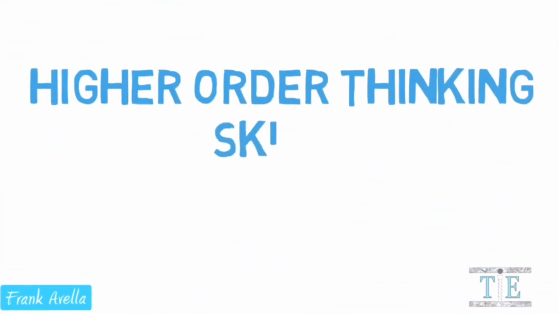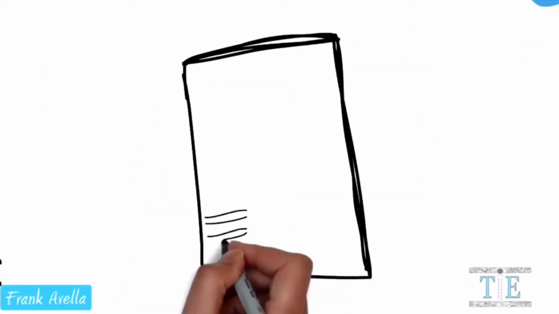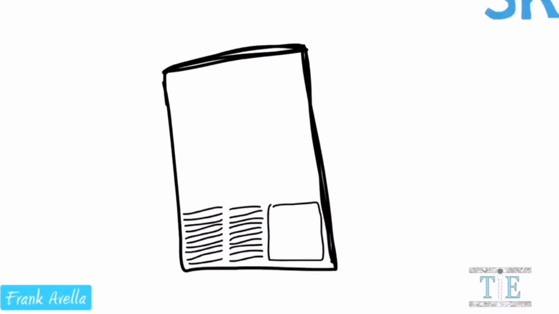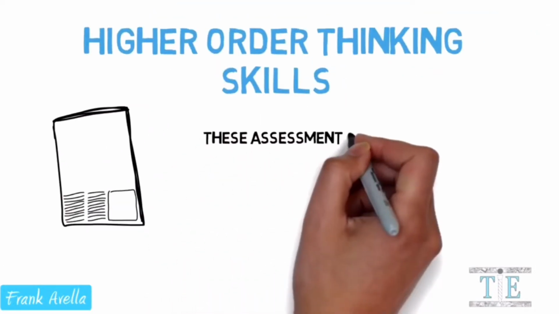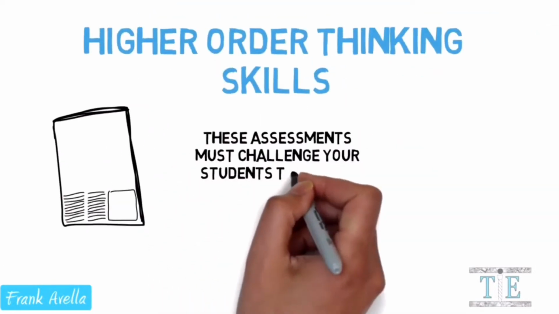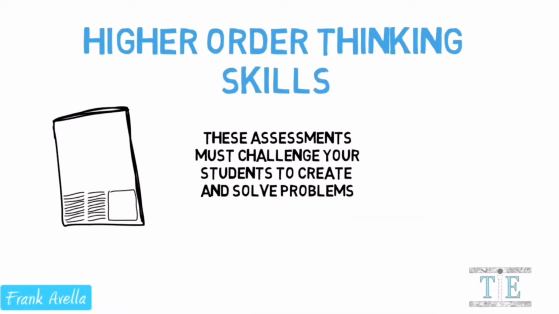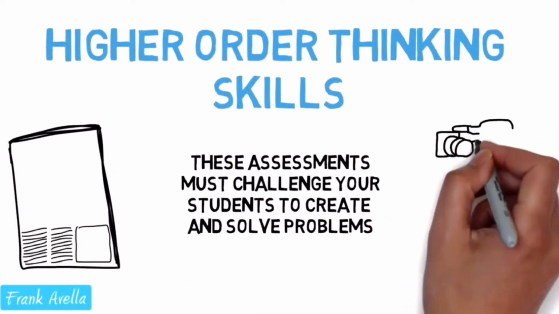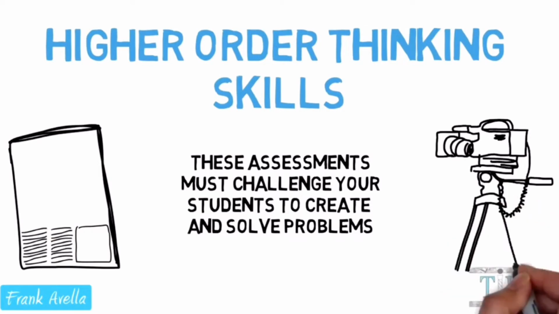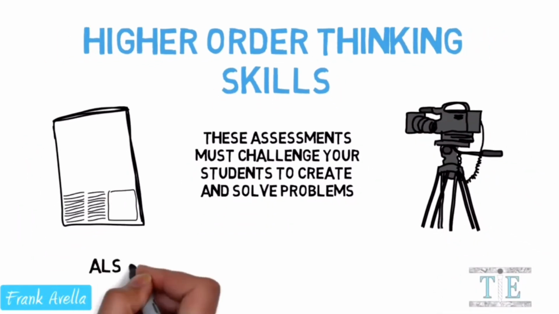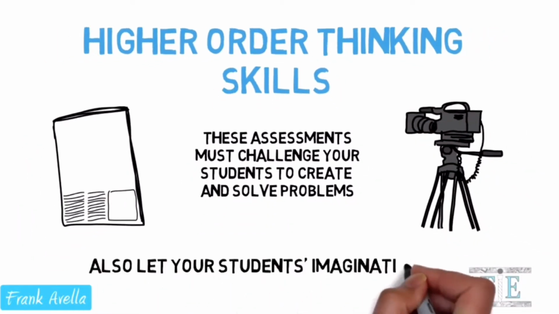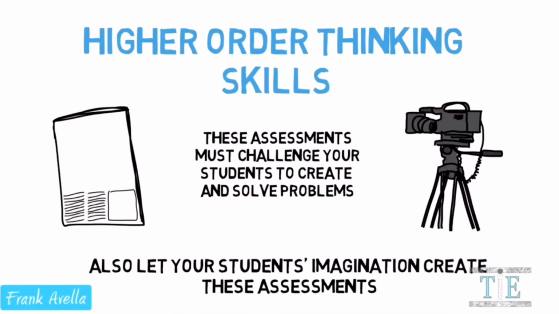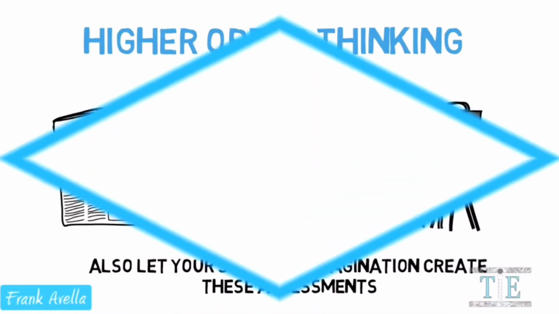Next, higher order thinking skills. Writing a column for a school paper requires students to evaluate and dissect information. Authentic assessments such as these challenge students to create and solve problems. Having students create an anti-bullying commercial would require skills simply beyond recall. You may allow your students' imagination to create their own assessments.